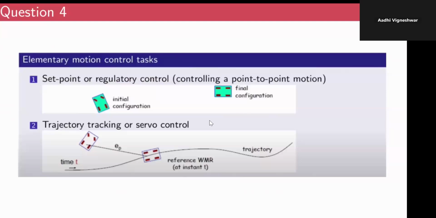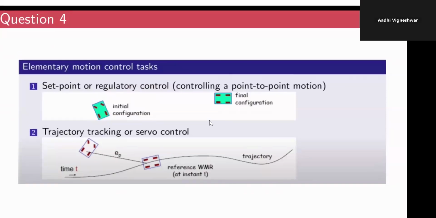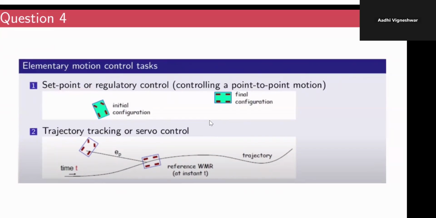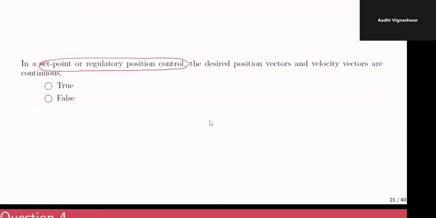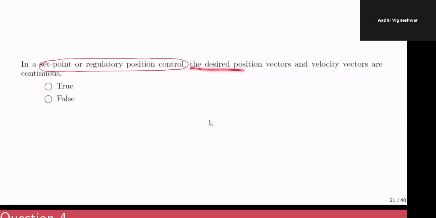So that makes our choice, right? The question was specifically asking about set point control. And the defining feature of a set point control is to have the velocities at each intermediate point be 0, which makes it not continuous. So going back to the question, in set point control or regulatory control, the desired position vectors and velocity vectors are continuous. That is obviously false. If it were to be continuous, it would be a tracking control or a servo control.